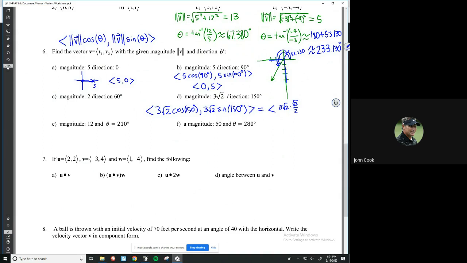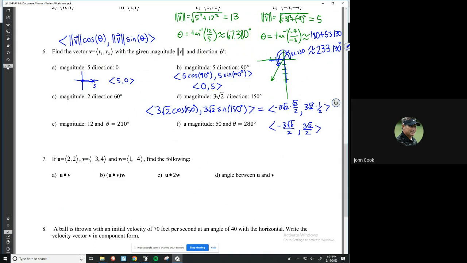Yeah, and then it's negative because it's in the second quadrant. And then let's see here. Sine of 150 degrees is a half. So that'd be 3 square root of 2 times 1/2. So what will we end up with here? Looks like negative 3 square root of 6 over 2, and then 3 square root of 2 over 2. So I'm thinking that's what the answer is to that one.